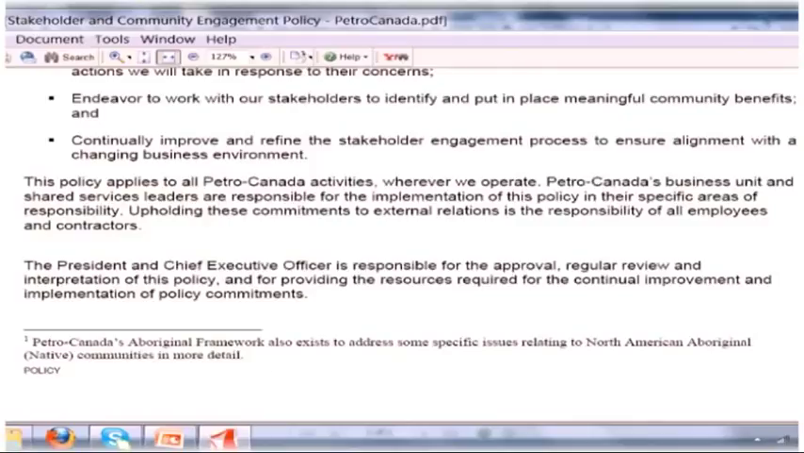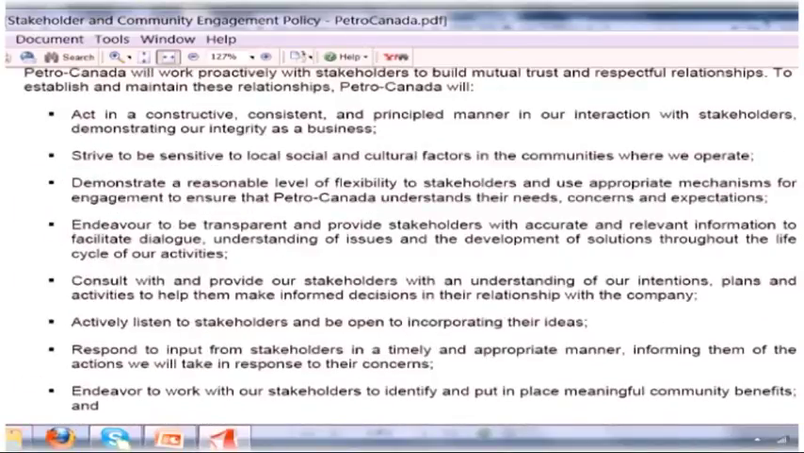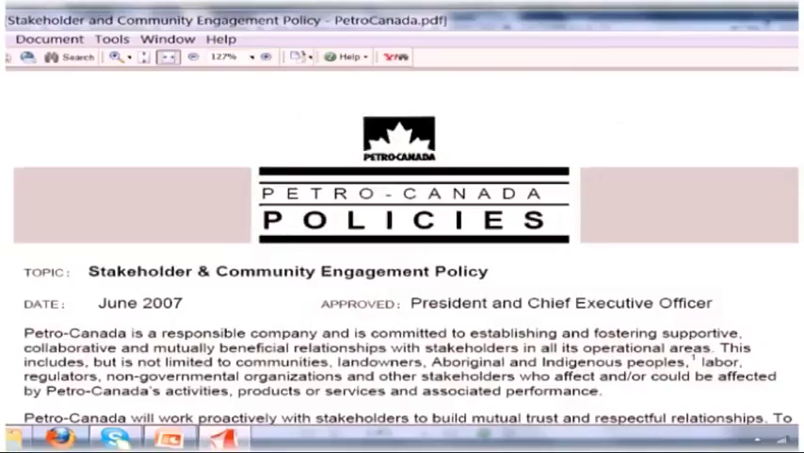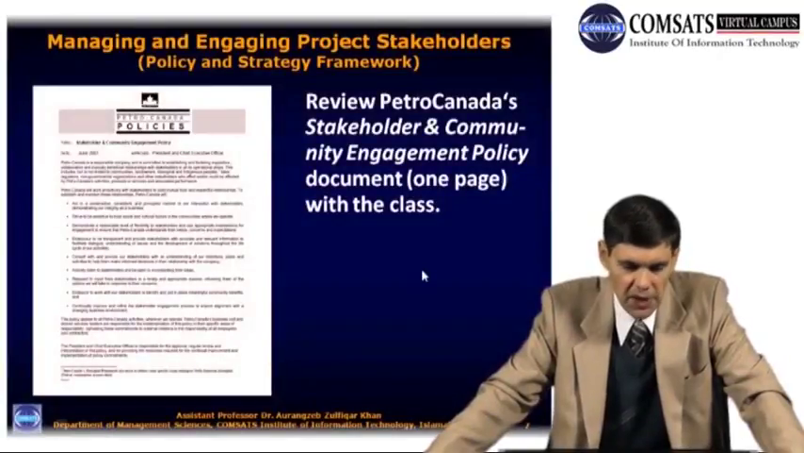So there you have it in a nutshell. It's just one page, but this one page is very concise, very clear, and it really gives you a very good guideline on how to proceed with regards to managing and engaging stakeholders on the projects which this company is undertaking. This was the best example I found in my research, and I thought I should share it with you, this one-page document.